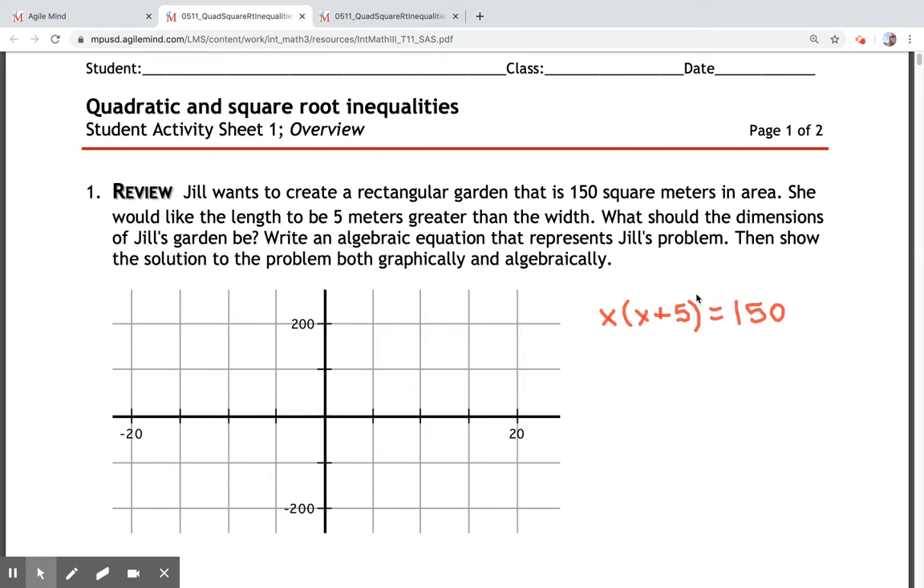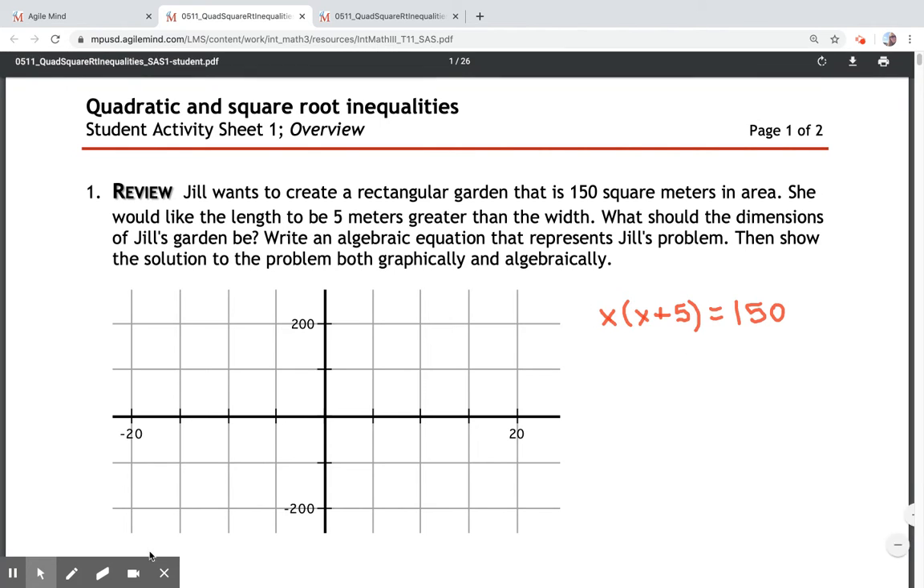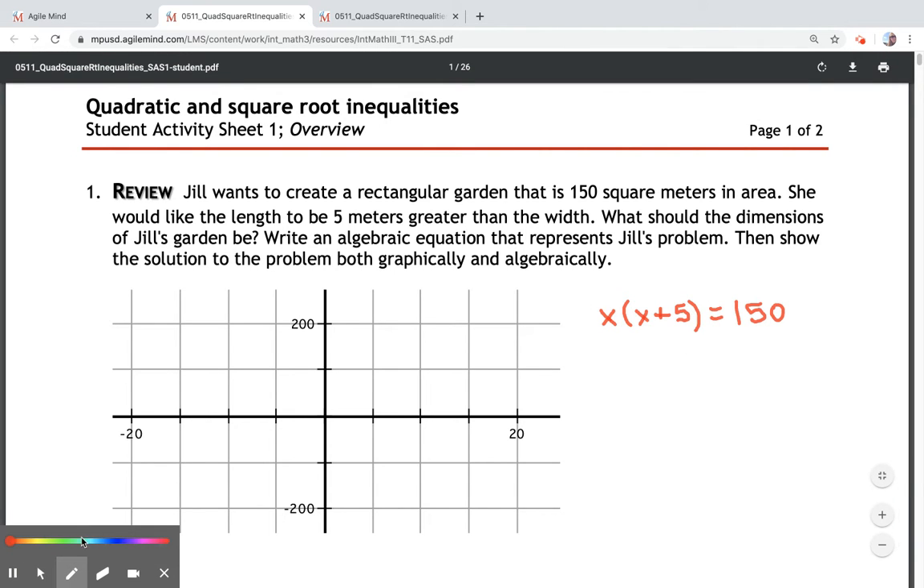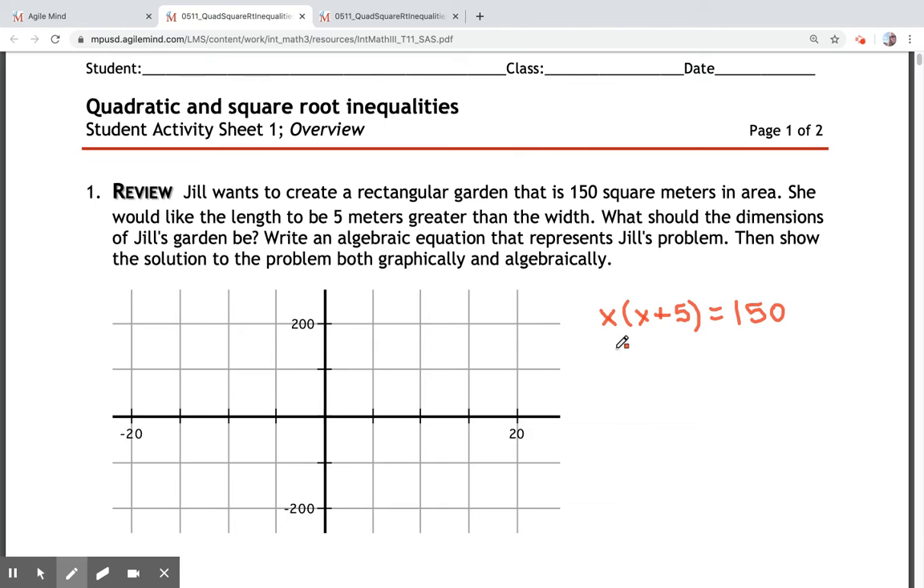So did you graph it? It probably was the easiest way to start off with, wasn't it? So if you would have graphed this and worked your way through, you could have found your answers. Again, you also could have just solved it. So if you distribute, you get what? x squared plus 5x equals 150. And of course, we know with quadratics, we like it to equal 0.